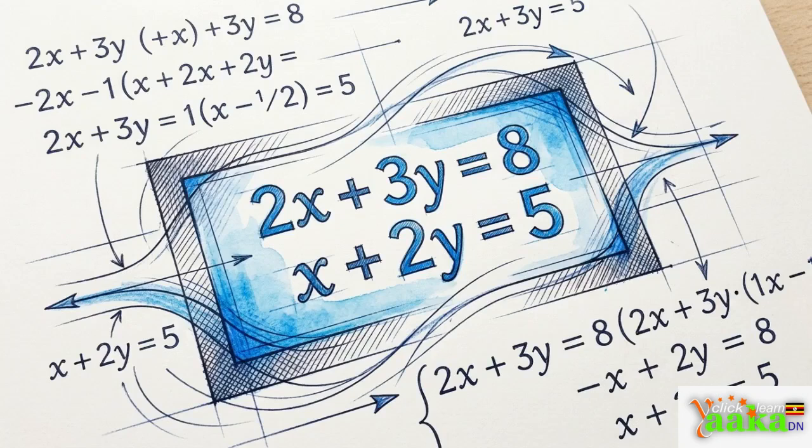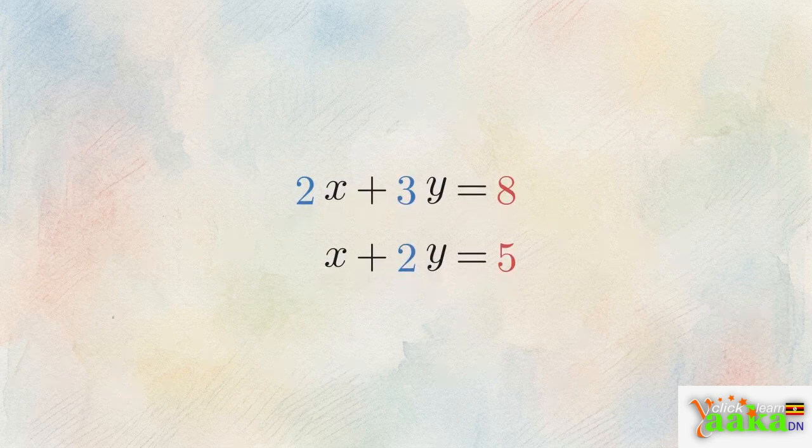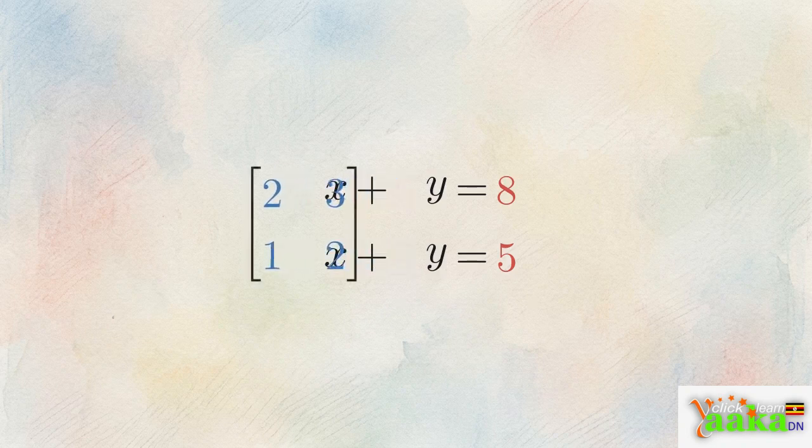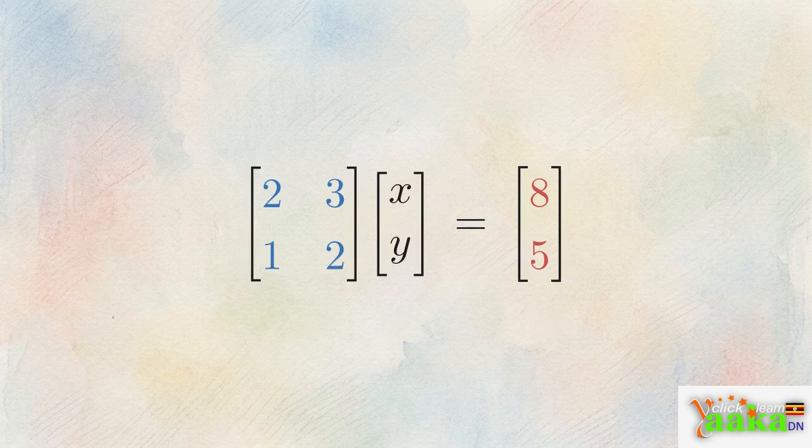Let's apply this logic to a new set of equations, 2x plus 3y equals 8 and x plus 2y equals 5. First, we convert the system into its matrix components. We align the coefficients 2, 3, 1, and 2 into matrix A, and place the constants 8 and 5 into matrix B. Properly structuring these matrices is the necessary prerequisite for any further arithmetic.